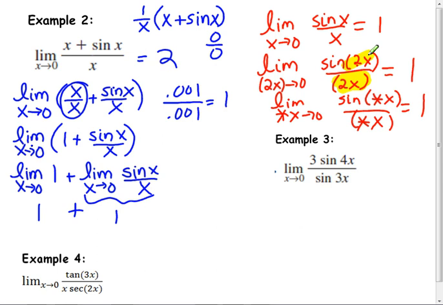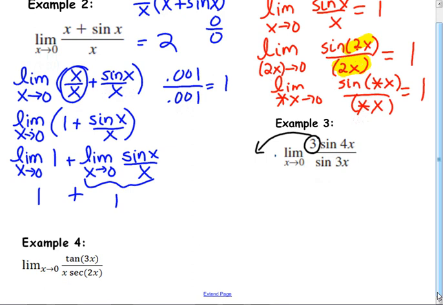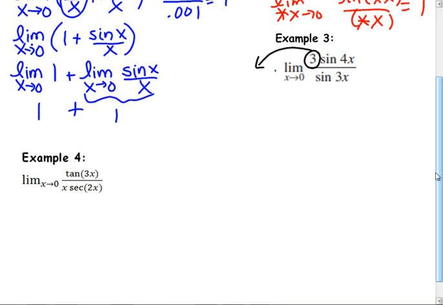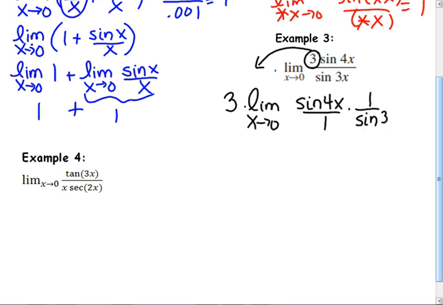Now, first thing, can I pull this 3 out? Yes. The 3 kind of gets in the way, so let's just pull it out. Ready? Now, here's my little whiteboard magic. Not really, but let's do a fraction. I'm going to write this as the sine of 4x over 1 times 1 over the sine of 3x. It's a trick. Do you believe that's still the same thing?